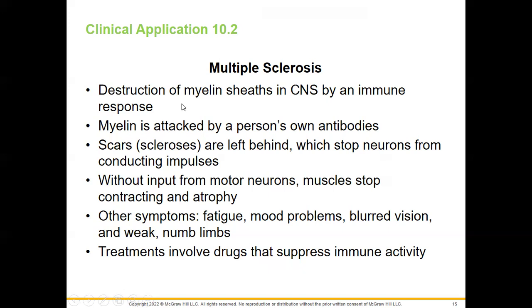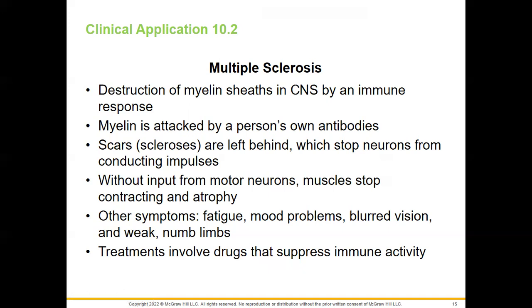As the immune system destroys the myelin sheath, it scars the area. So your body will try to heal itself. Remember, a scar is basically your body's band-aid. So your body is trying to heal the destruction of the myelin sheath, and it creates scars, or sclerosis. Remember, sclerosis means scarring or hardening. So scleroses are left behind. And because it's now scarred, the neurons cannot conduct impulses.